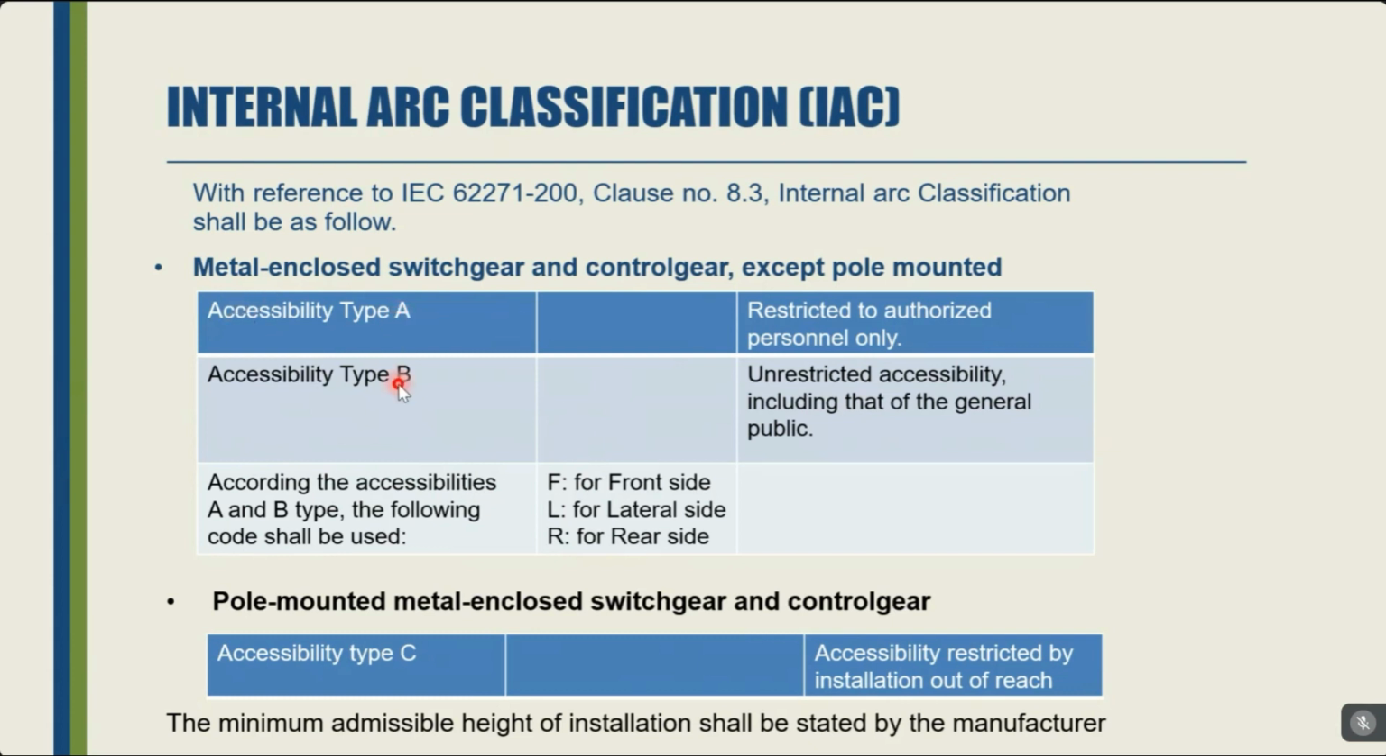Now this accessibility type A and B I have defined for metal enclosed switchgear, except pole mounted, which are not pole mounted. But if there is a pole mounted switchgear which is installed intentionally on a pole, those fall under accessibility type C, so accessibility restricted by installation out of reach.